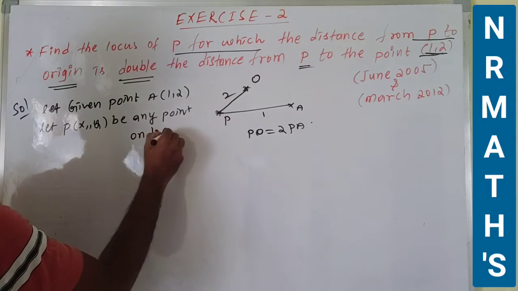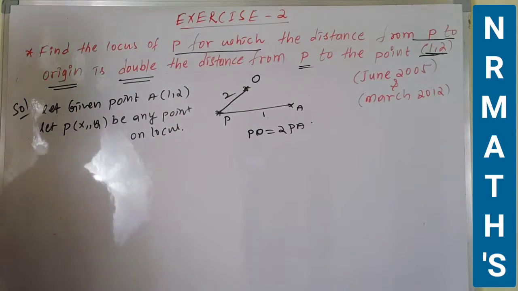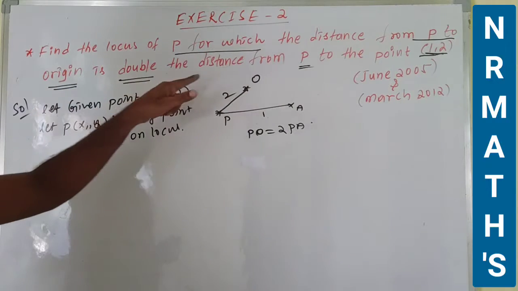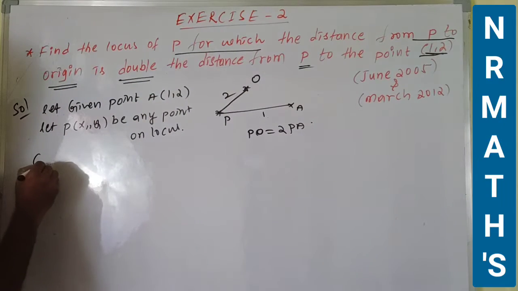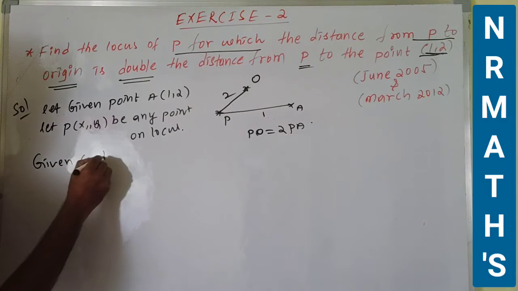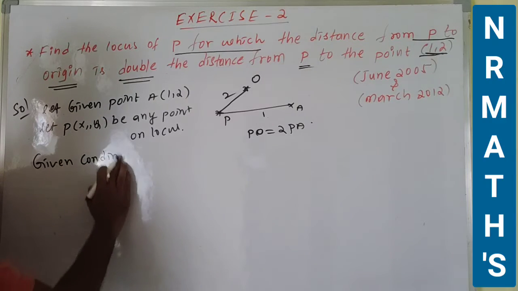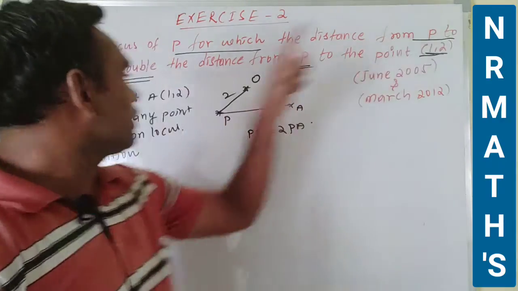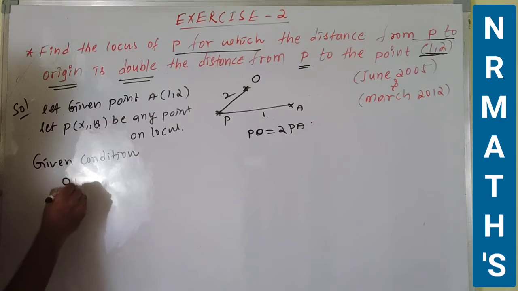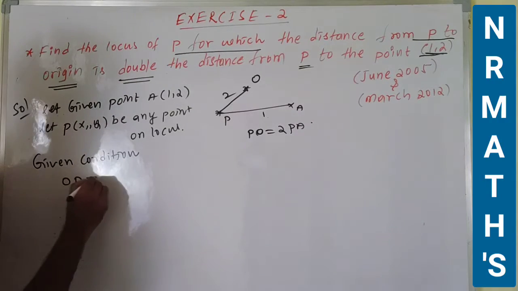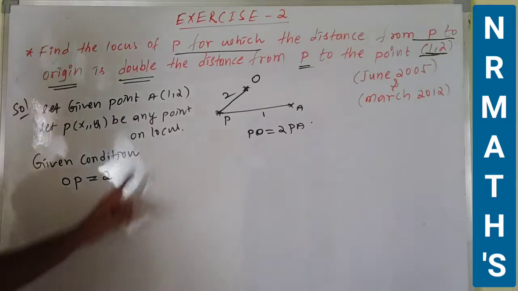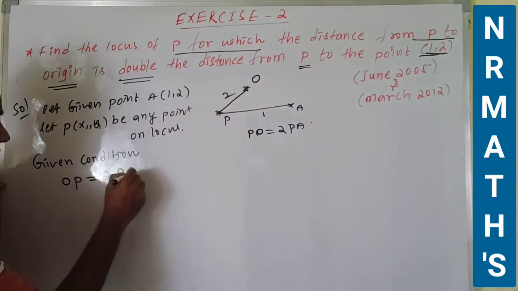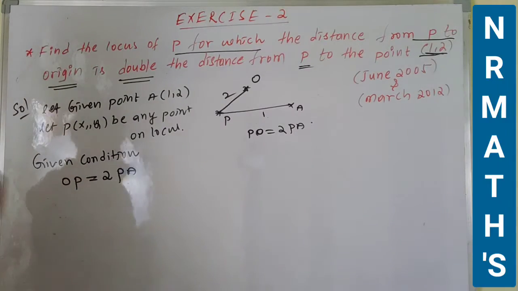on the locus. The given condition is the distance from P to origin is double. Now under the given condition, look here, the distance from P to origin is OP, which is double. The distance from P to the given point A is PA. Now OP is equal to 2 into PA.